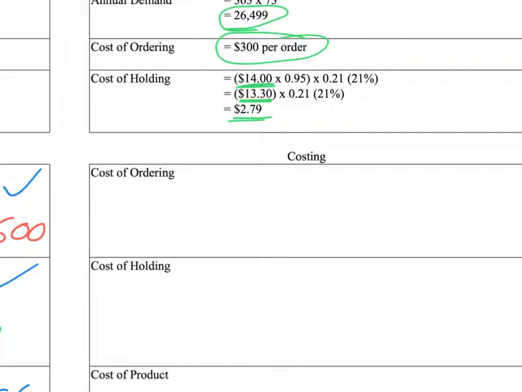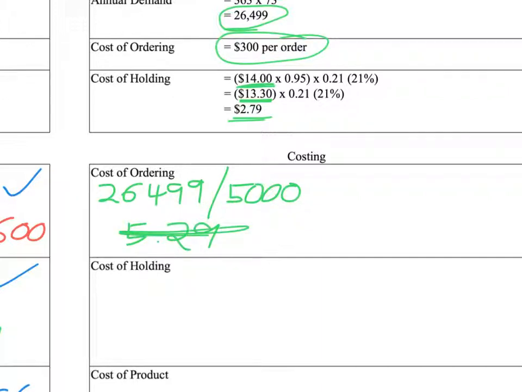So now our cost of ordering, we need to figure out. We're still going to order the same number of units, but this time we're going to be ordering in increments of 5,000. Okay, so 26,499 divided by 5,000 means that we are going to need 5.29 orders, but we're going to make this simply 6 orders. Now, 6 orders at $300 a piece, right? Because our ordering cost doesn't change.